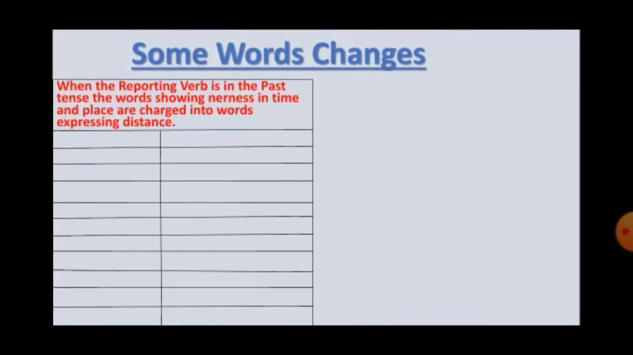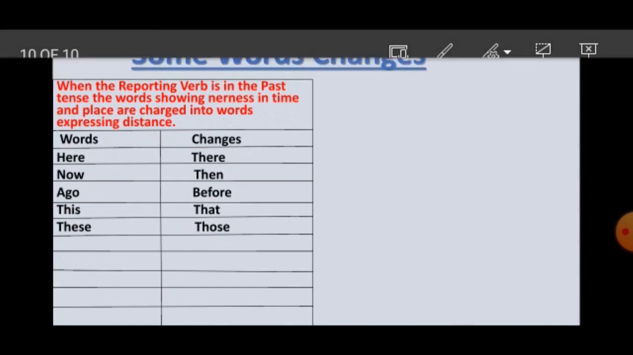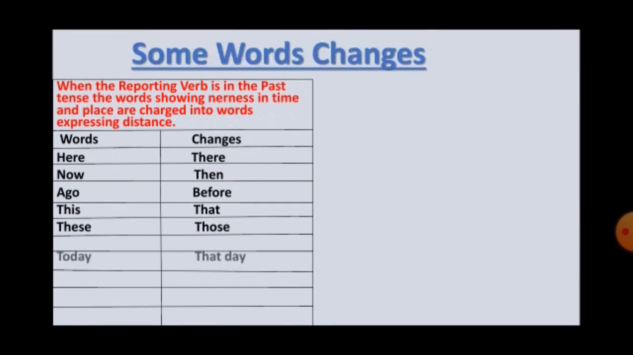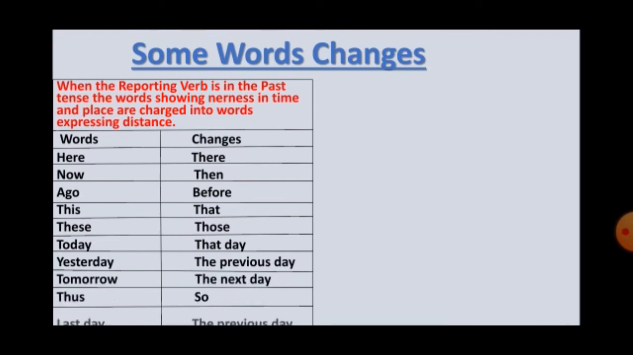Okay students, now I move towards our third change, and that third change occurs when a second form is given. It is the same rule. If a second form is given in the reporting speech, some words are also changed. What words are changed? Here changes into there, now into then, ago into before, this into that, these into those, today into that day, yesterday into the previous day, tomorrow into the next day, last day into the previous day.